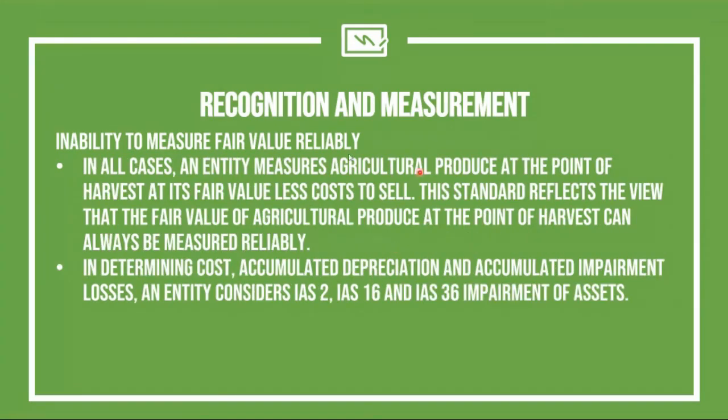And in all cases, an entity measures agricultural produce at the point of harvest at its fair value less cost to sell. The standard reflects the view that the fair value of agricultural produce at the point of harvest can always be measured reliably. Again, the reason is because it is impossible for an entity to enter into agricultural activity without knowing the benefits of entering into that market or that venture.